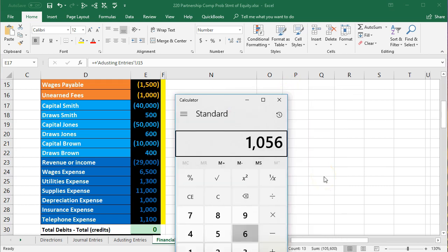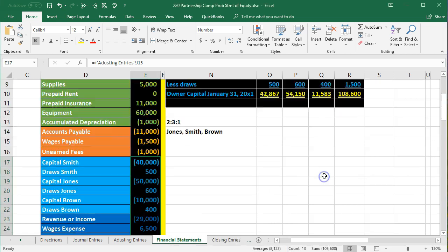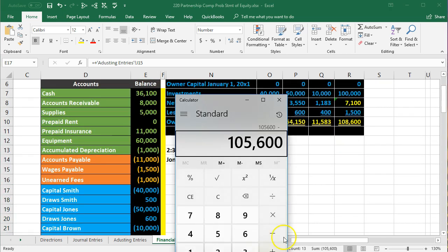105,600, 105,600. And we're going to subtract that from what we've got, which is 108,600. It's off by 3,000. Now, oftentimes it's because the sign went the wrong way. So if we divide that by 2, that matches this number. That number looks like something funny might have happened there.